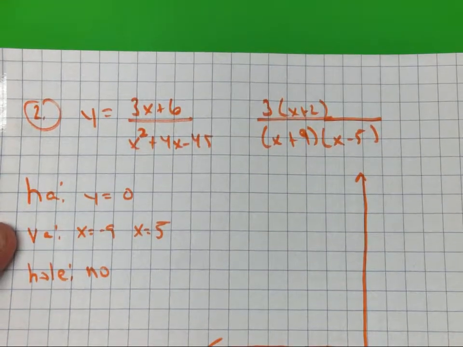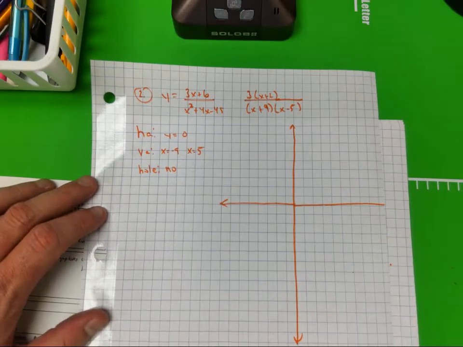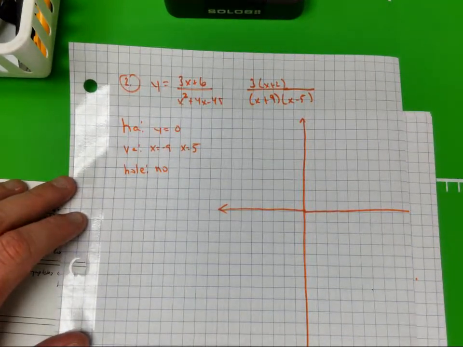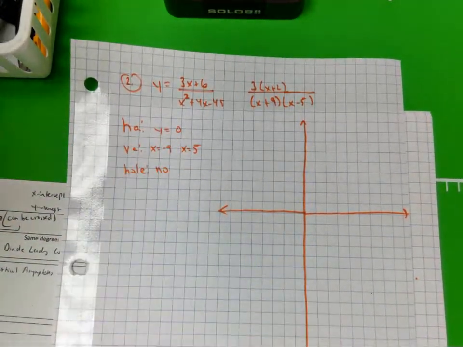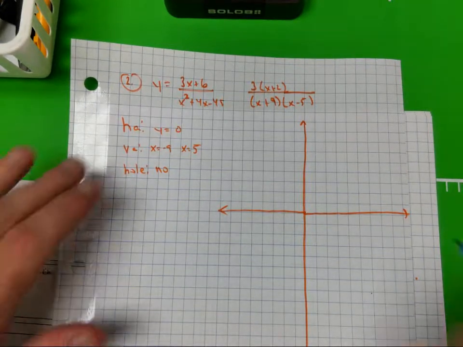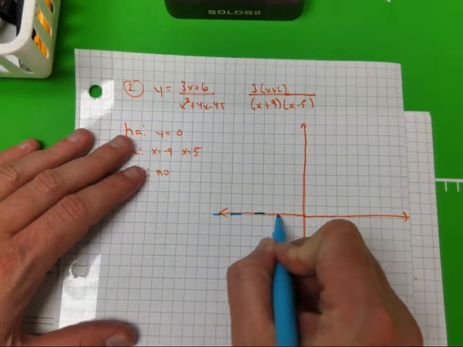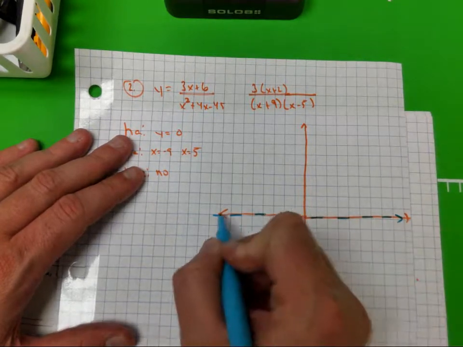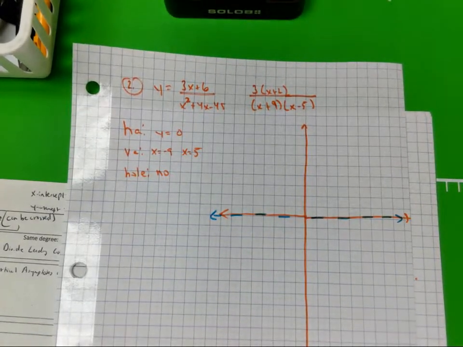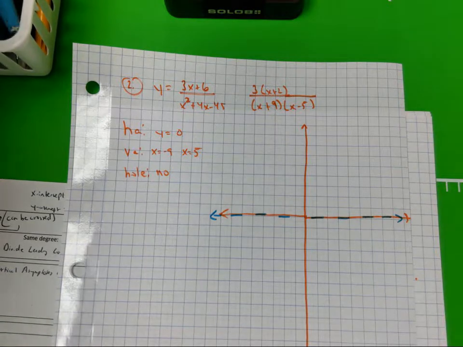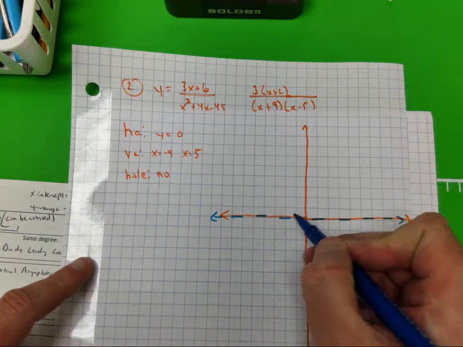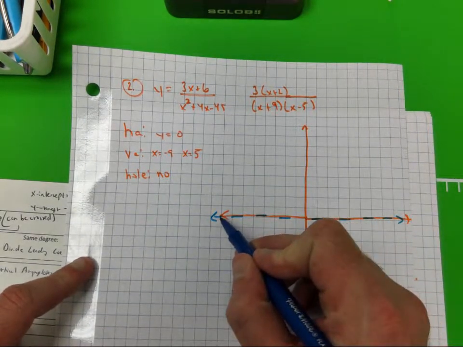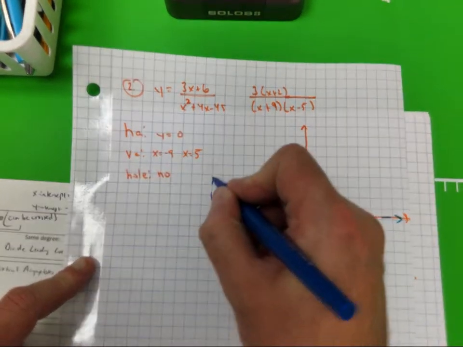I'm going to zoom out a little bit so you can see. Sorry about that. Okay? Let's graph our horizontal asymptote first. Y equals 0. Okay, that is on the x-axis. So I'm going to make a dashed line. Then your two vertical asymptotes. X equals negative 9. Oop, I might not have drawn it far enough. 1, 2, 3, 4, 5, 6, 7, 8, 9. It's right over here.